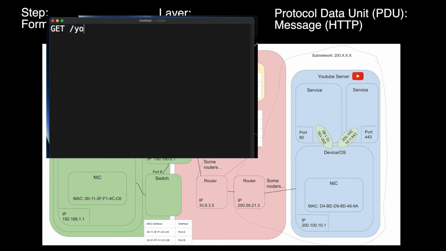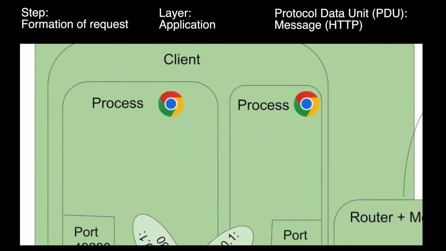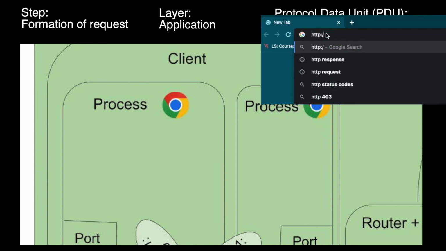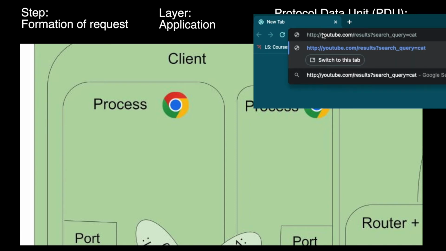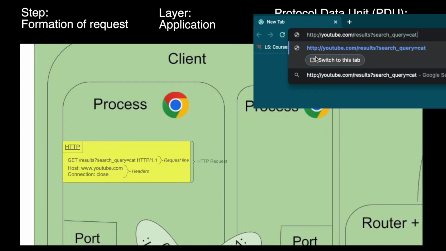Now, we could create this request string ourselves manually, but we'll go ahead and use a browser to make the job easier. In our browser, we simply need to supply a valid URL to make a request, and the browser will take our URL and dissect the scheme, host, path, port, and query parameters from it to create an HTTP GET request. In this instance, we're making a GET request to the host www.youtube.com, supplying a path of /results and a query parameter of search_query, which is set to the value cat.